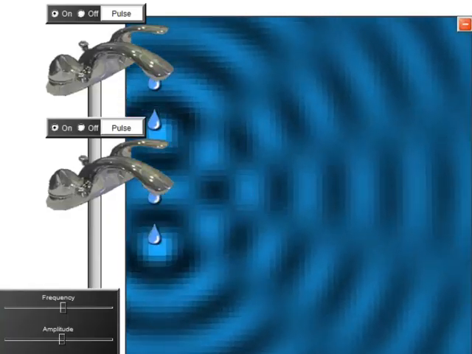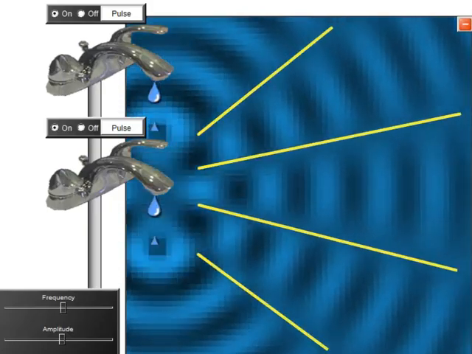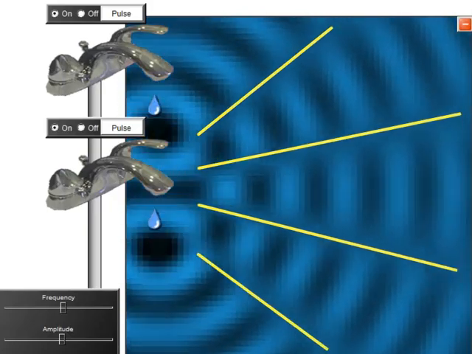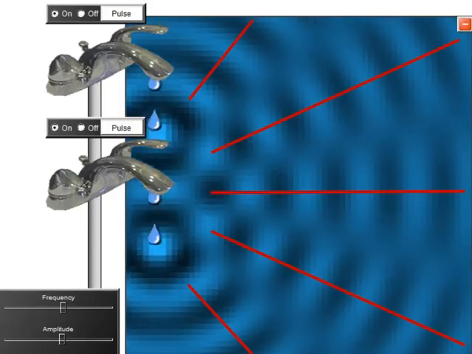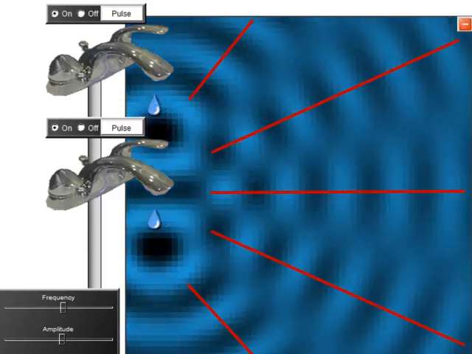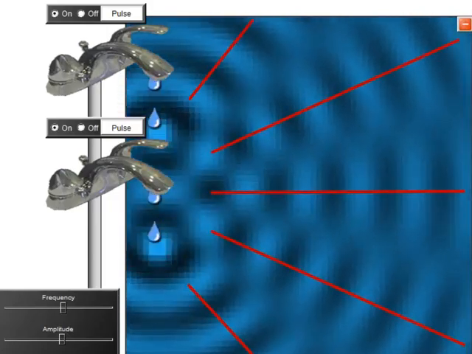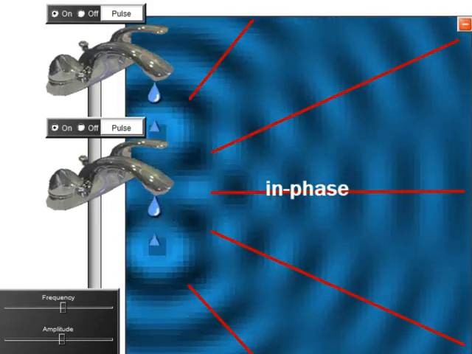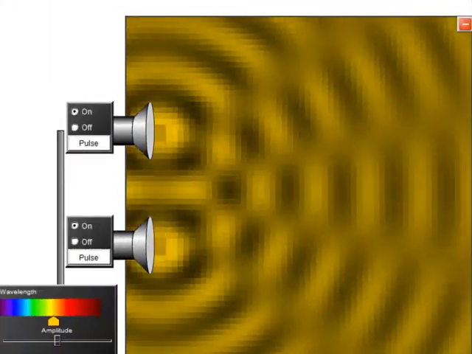You can see an interference pattern in water. There are regions of destructive interference where crests and troughs overlap and have zero amplitude. We say the waves are out of phase. In the regions of constructive interference where crests and crests overlap, the waves have large amplitude. We say the waves here are in phase. Interference is a characteristic of all waves, whether they're water waves, sound waves, or light waves.